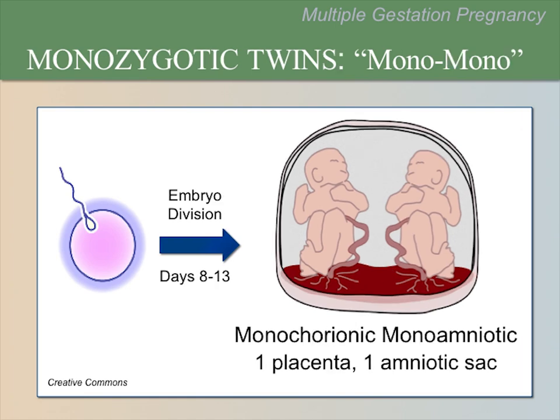Very rarely, embryo division occurs late, between 8 and 13 days after fertilization. At this time, only a single placenta and amniotic sac will form, which means that both twins are contained within the same sac. This is called a monochorionic, monoamniotic twin pregnancy to indicate that there is only 1 placenta and 1 amniotic sac. Fetal death is more common in this type of twins from umbilical cord entanglement.